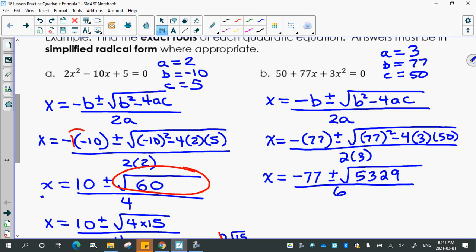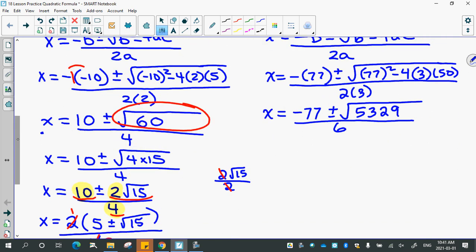So checking to see whether this breaks down. That's a huge number. So often when it's a huge number like that, it is a perfect square. So the first thing I would try is see if I can take the square root of 5,329. And I can. The square root of it is exactly 73. Everyone see that on your calculator? So my next line down then is going to be that x equals negative 77 plus or minus 73 over 6.